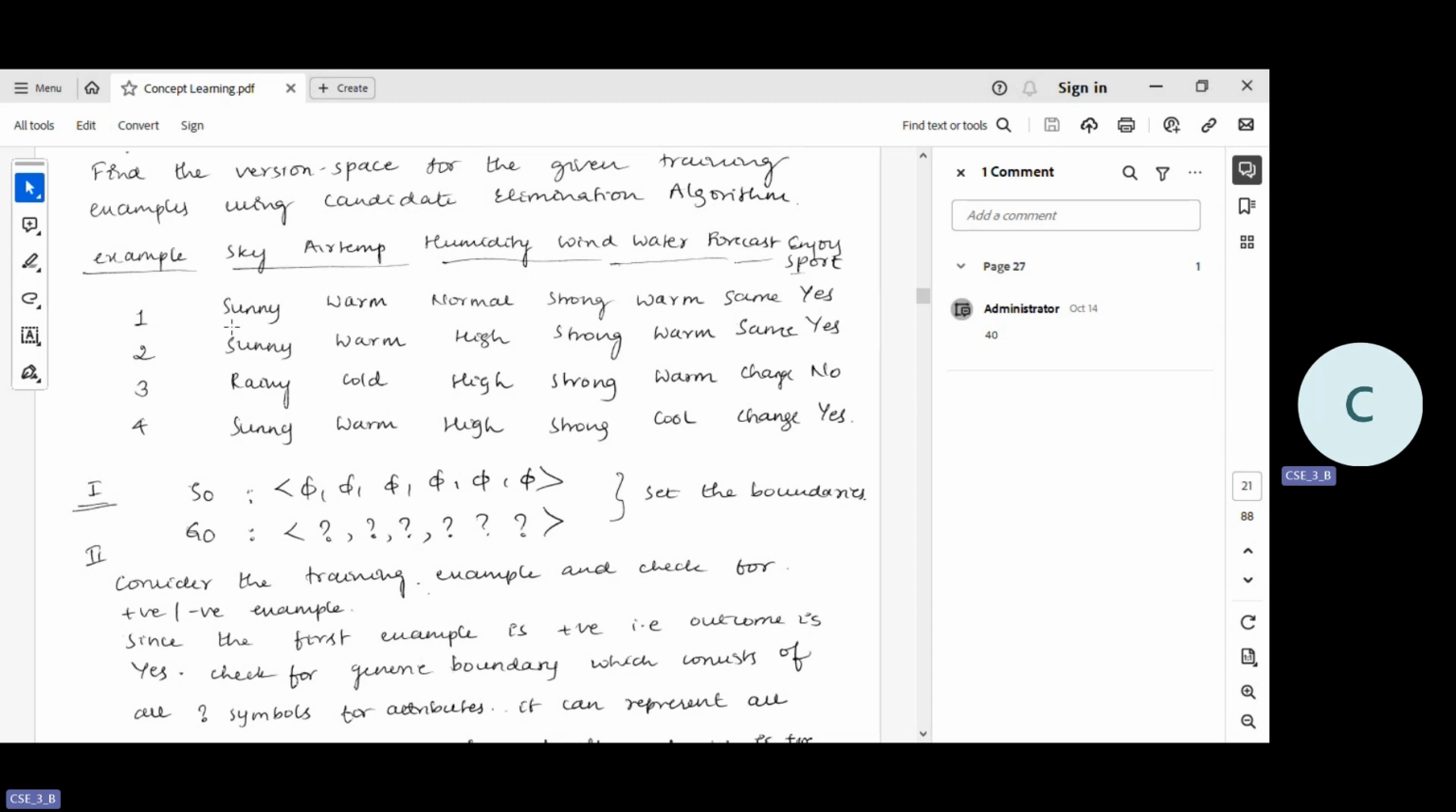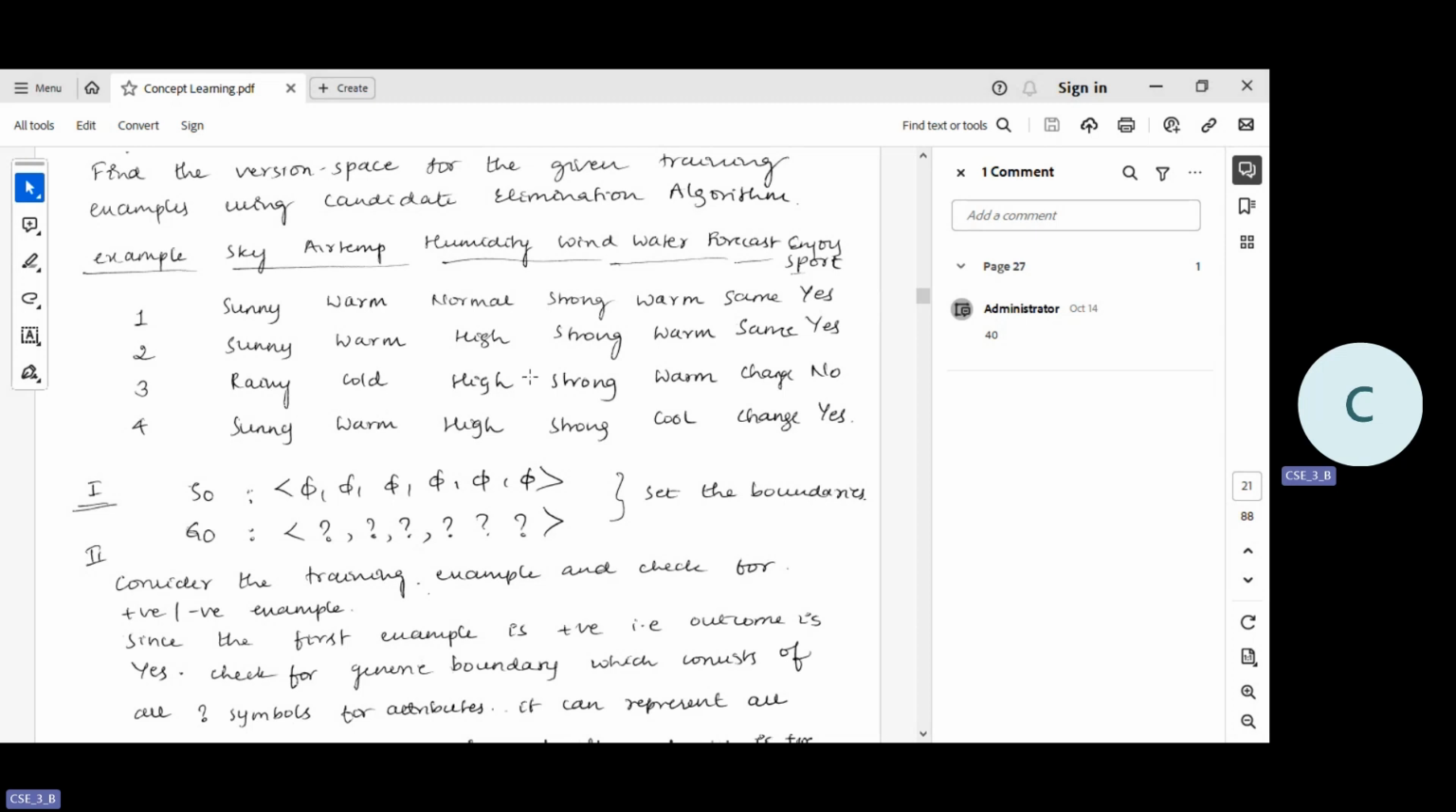So question mark matches all with this, and here there is no match because here it is warm, and the attribute value is cool in the hypothesis. So there is no match, but the outcome is yes. So it is not consistent with the second example also.